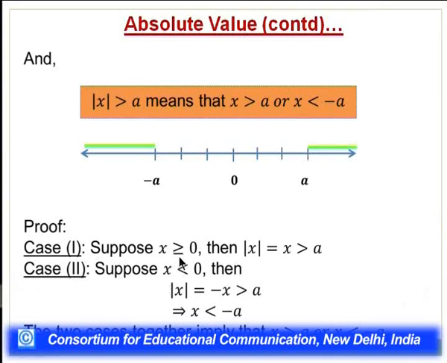If x is non-negative, then the mod of x will be x, so our inequality becomes x greater than a. And if x is negative, then the absolute value of x is minus x, and the original inequality mod of x greater than a becomes minus x greater than a, or x less than minus a. Combining the two cases, we get the result that x is greater than a or x is less than minus a.